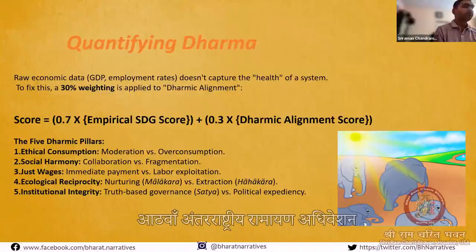Next, social harmony, wherein there is a difference between collaboration and fragmentation. Again, social harmony depends more on collaboration rather than fragmentation. It might mean that there is more economic growth because of fragmentation. You have individual families living in, which means that there is more housing growth, etc. But that doesn't mean that you will have to overexploit the economy or overexploit the natural resources to achieve that. Next, just wages.